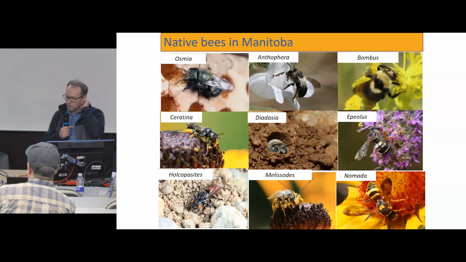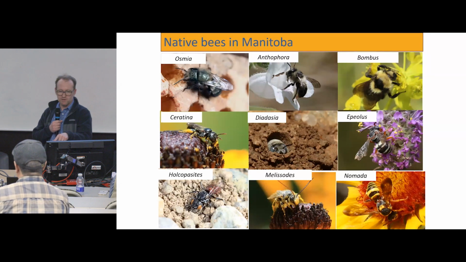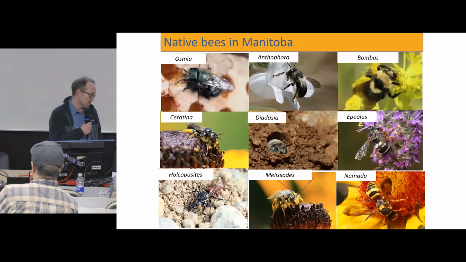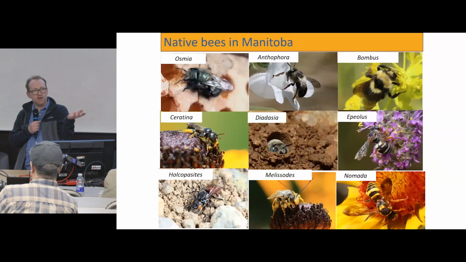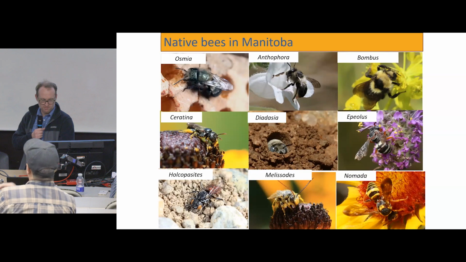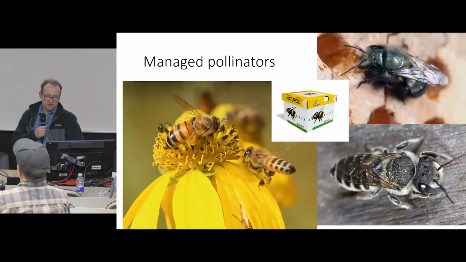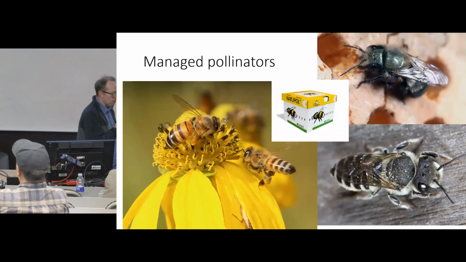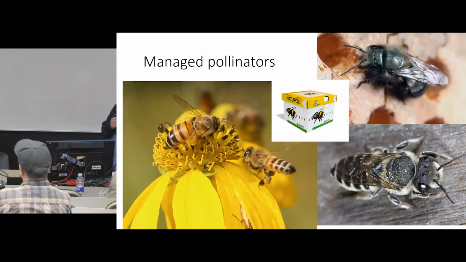And some of the bees here, just out of interest's sake, in the bottom left, these are what we call cuckoo bees. These are bees that don't collect pollen, they don't build nests, they just lay their eggs in the nests of other bees. And there's quite a few bees that do that.